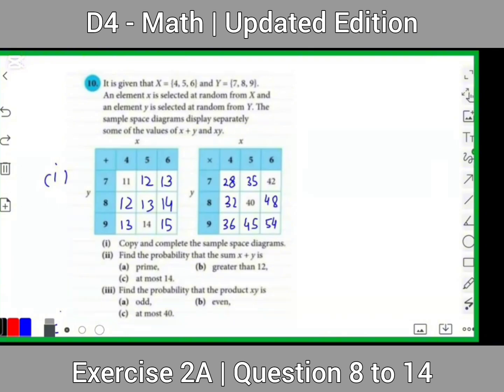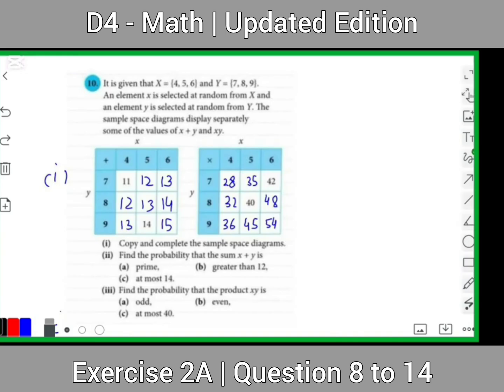In the first sample space diagram, we just need to sum the numbers horizontally and vertically with each other and get the outcome. So 7 plus 4 is equal to 11, 7 plus 5 is 12, 7 plus 6 is 13, 8 plus 4 is 12. Similarly, we will get the remaining outcomes.